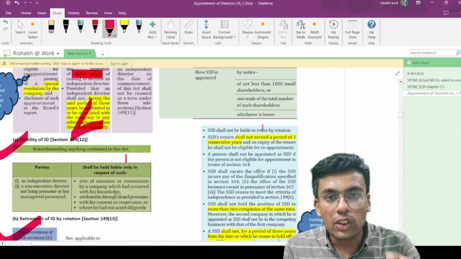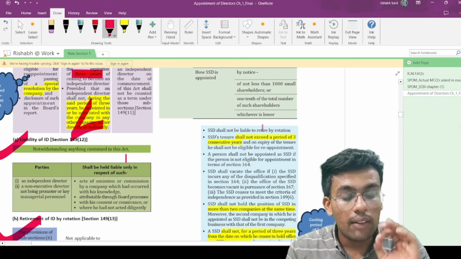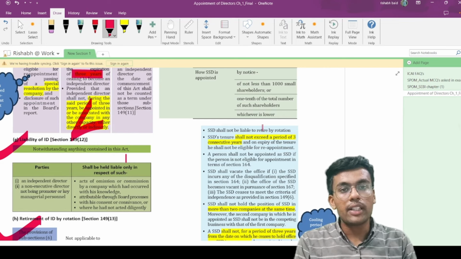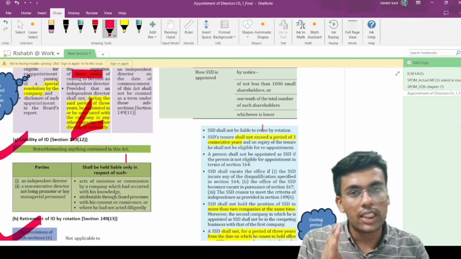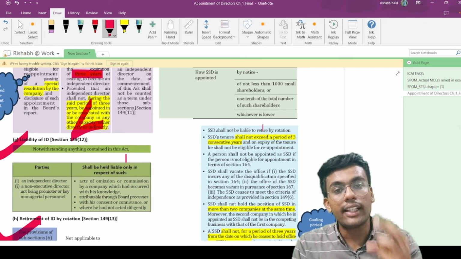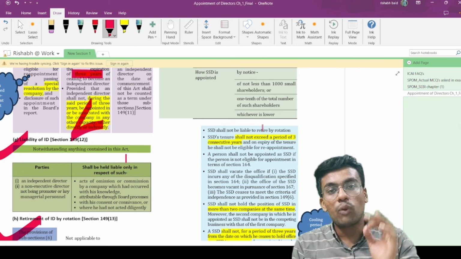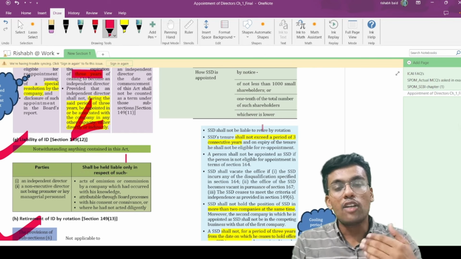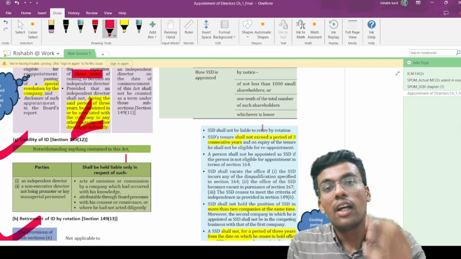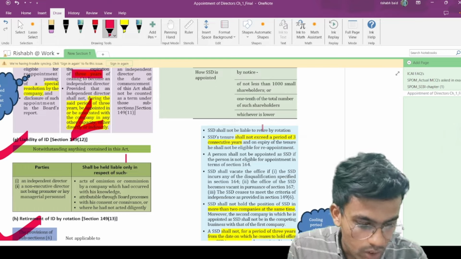Small shareholder director is also not liable to retire by rotation. The period of his appointment shall not exceed 3 years. So he can be appointed as a small shareholder director for 3 years. Apart from this, there is a 3-year cooling period during which the small shareholder director shall not hold any kind of position, any kind of transaction, any kind of relationship with the company. So 3 years of tenure, 3 years of cooling period also.